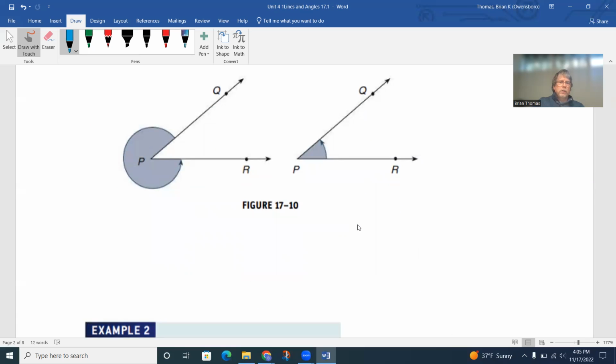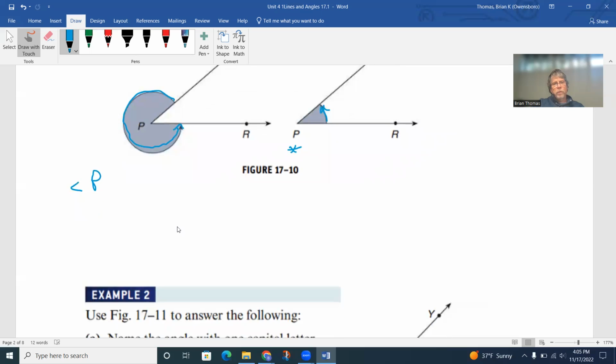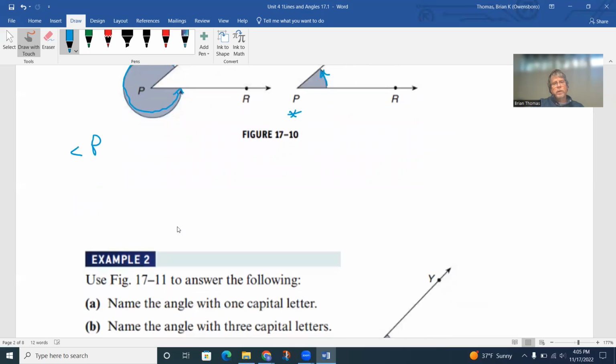So notice, when I have this angle P, there are 2 ways of looking at it. We can look at angle P as this outside rotation, or we can look at it from this inside rotation. Most commonly, we'll be looking at it with respect to this. But there are 2 angles present: the interior angle and also the exterior angle. We're mainly going to focus on the interior angle, but who knows? They may throw a question about the exterior.